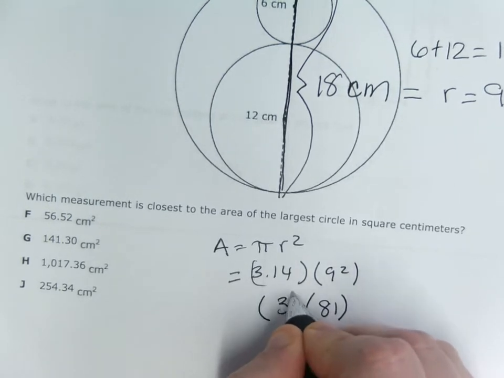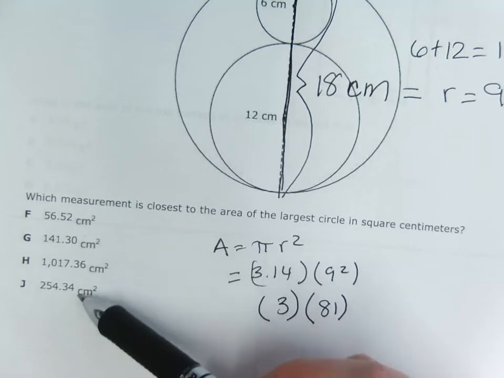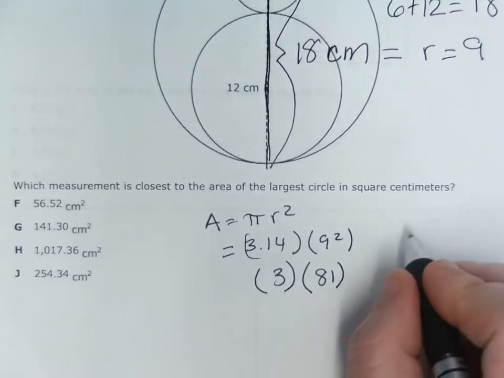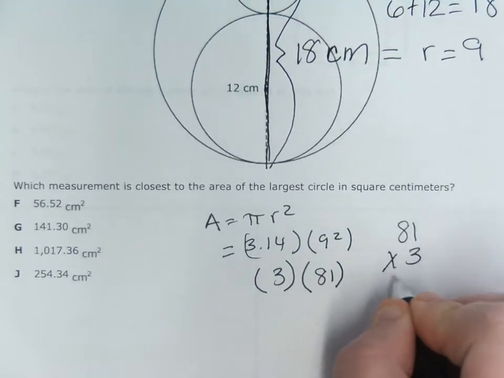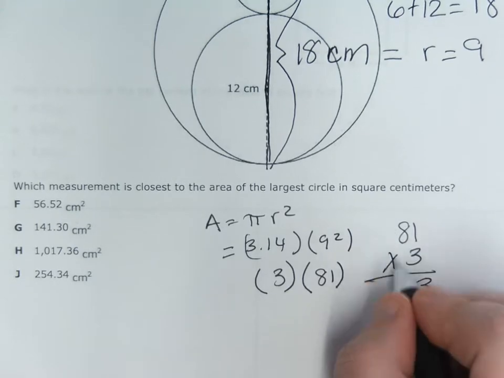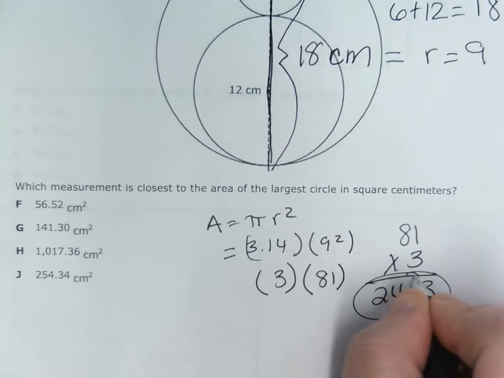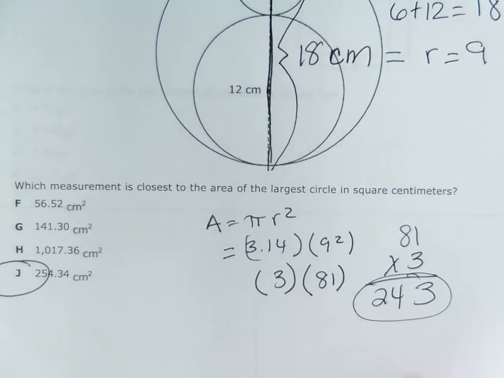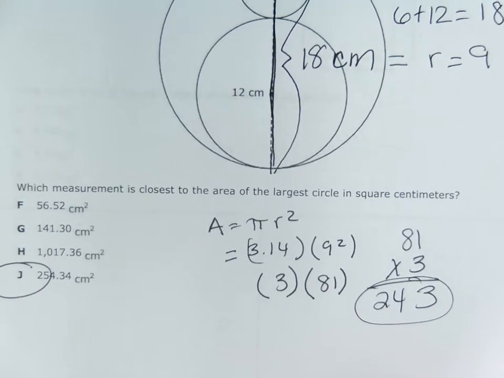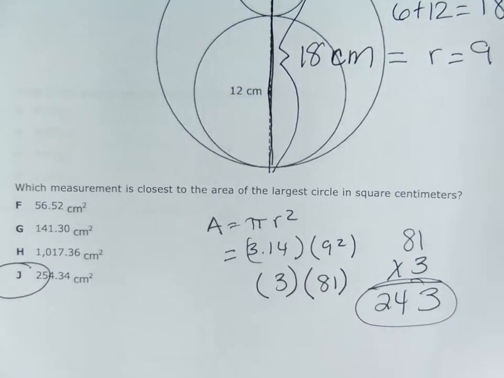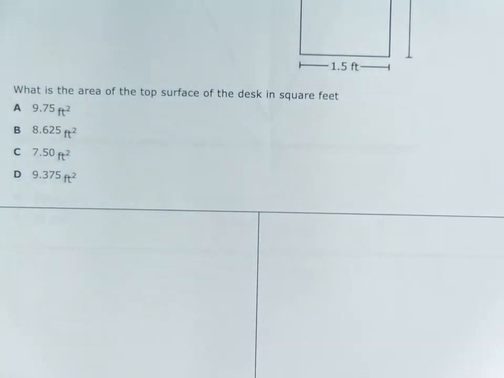And then I can multiply that by 3 because I checked my answers. They're not that close together. So we can do 81 times 3. 81 times 3 is 243. So my closest answer is 254. Okay, there's only one that's in the 200s, and that's my answer. Okay, keep going.